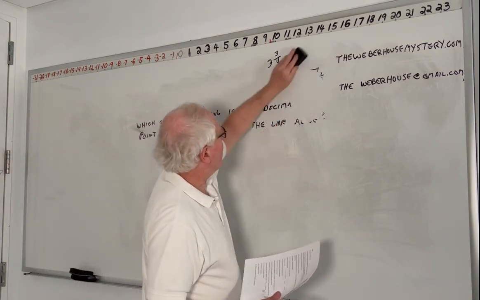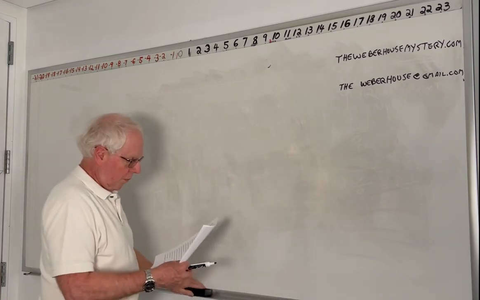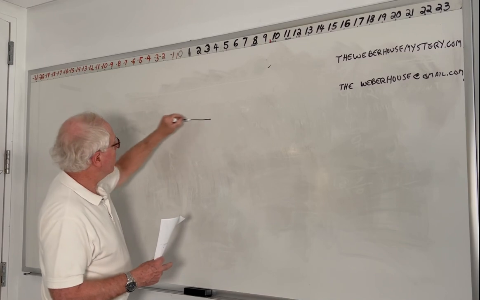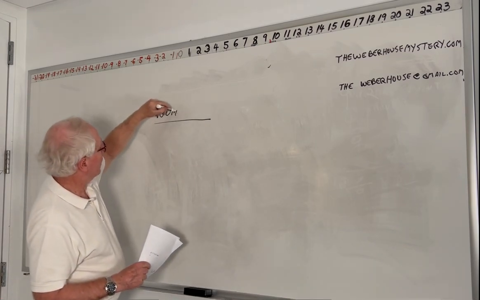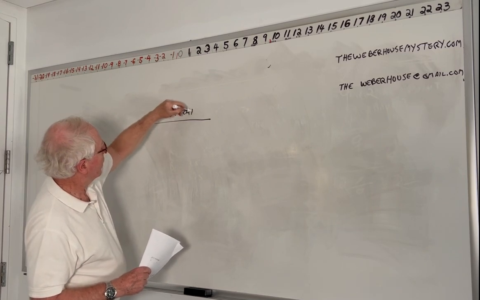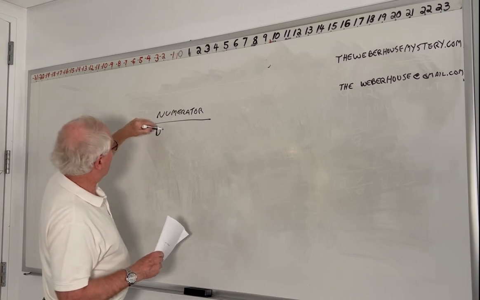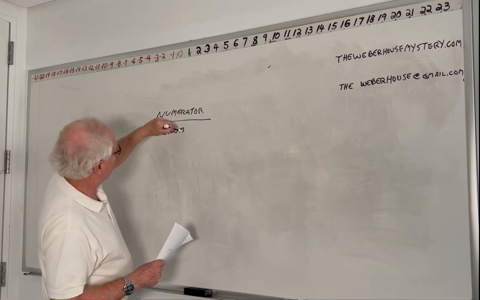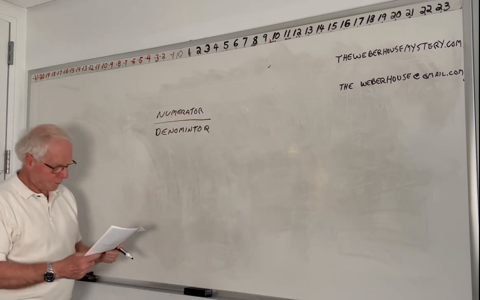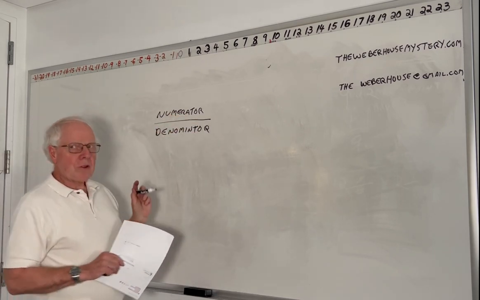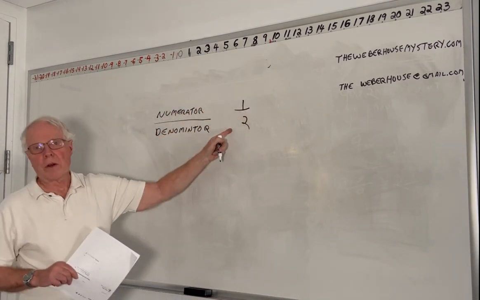And next thing I want to do is talk about some basic terms. So in a fraction, the top number is called the numerator. You can sort of hear the word number in there. And the bottom number is the denominator. Okay? So for example, in this fraction, 1 is the numerator and 2 is the denominator.